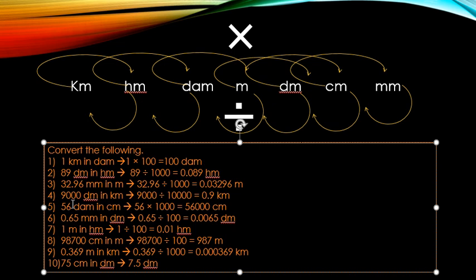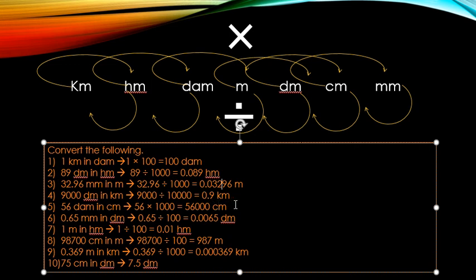Now the next question is 9000 decimeter in kilometer. So from the right hand side you have to go to the left hand side. So decimeter to kilometer, 1, 2, 3 and 4, four times. So divide by 10,000. So we will get 0.9 kilometers.